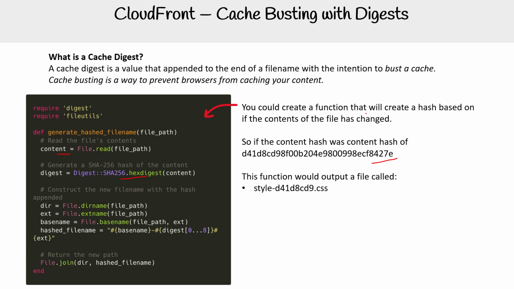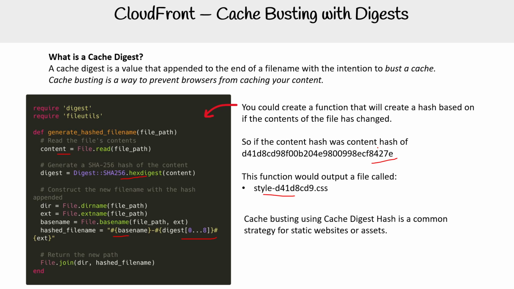And then the idea here is we're going to go down below here and get the base name and just take the first 8 letters. You could take the whole digest if you want, but there are limitations sometimes on file names, like the URL. So we take the first 8 letters, and the idea is that the next time somebody, like a server or a website, retrieves the style file, it's going to pull the latest file, and it'll have a different hash. Cache busting using a cache digest hash is a common strategy for static websites or assets.